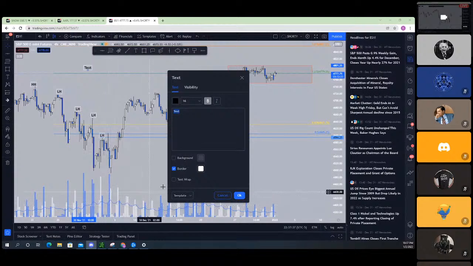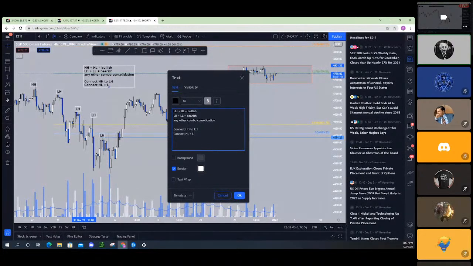Higher highs and higher lows. Yep. So don't forget, higher highs plus higher lows, always bullish. Lower highs and lower lows equals bearish. Any other combo is what? Consolidation. If that happens, you connect the highs, you connect higher high to lower highs, and you connect higher lows to lower lows, or vice versa, right? Depending on what kind of formation we got.